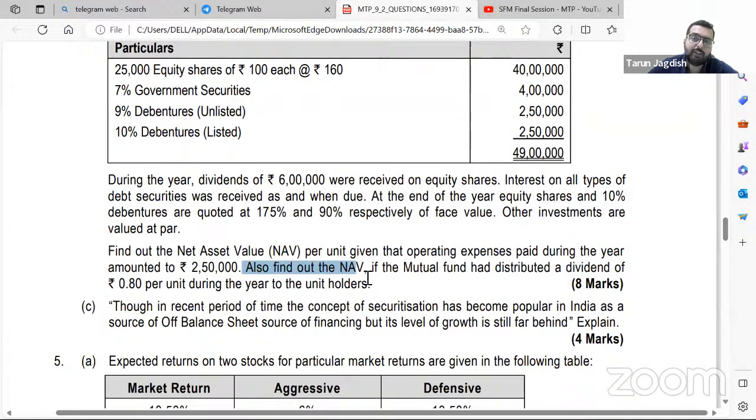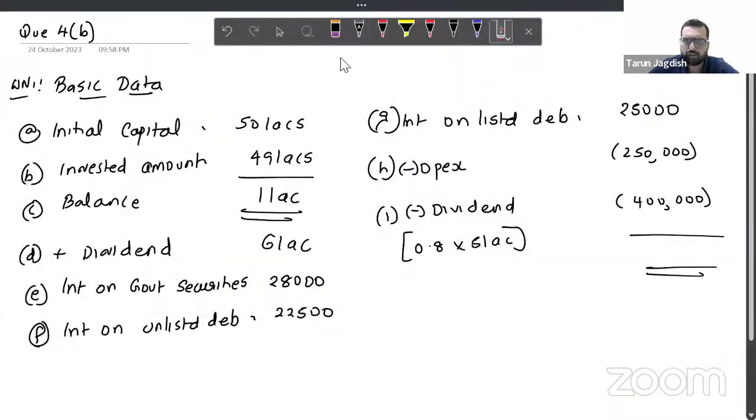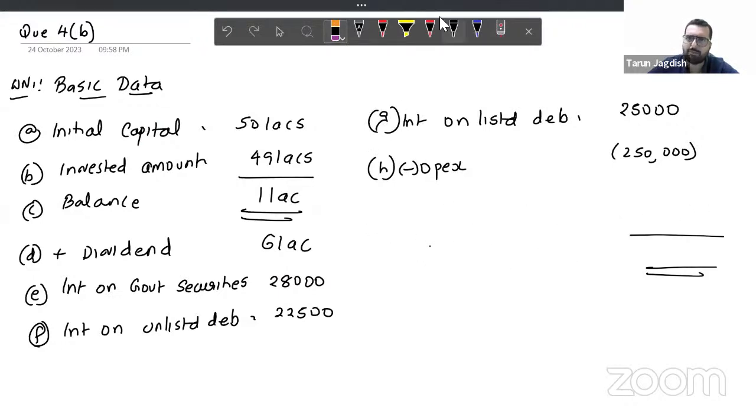Also find the NAV if, okay, that's situation number 2 is what I understand. So situation 1, they don't have dividend. Situation 2, they have dividend. So let's keep it away for the time being. We'll add it up later on. So if I remove this, what is the cash balance I'll get? Is it 5,25,500? I'll give you a minute's time. Please scribble down this.